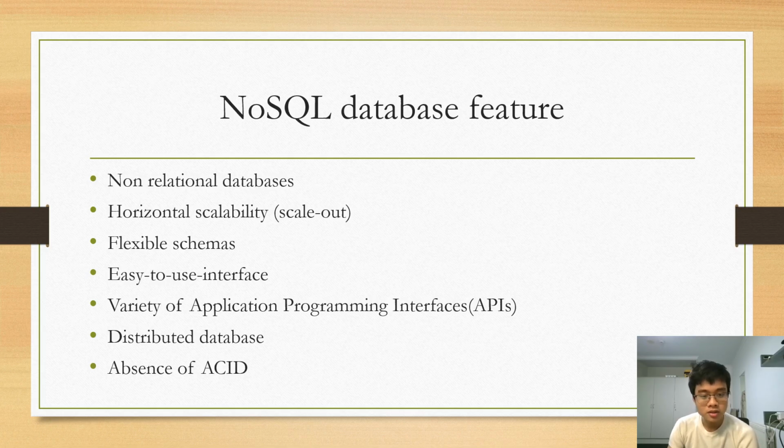Next, distributed database. A distributed database is a database that can run with multiple machines. Next, absence of ACID. ACID is the way to transfer the data. It is normally used in normal SQL database. ACID stands for atomicity, consistency, isolation, and durability.